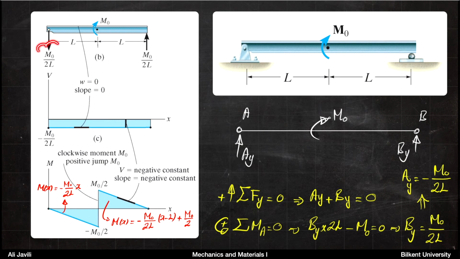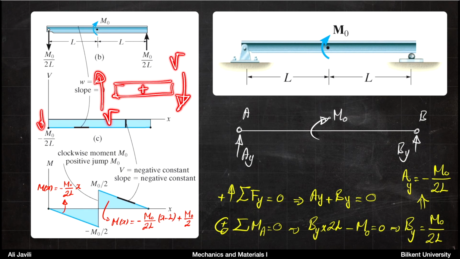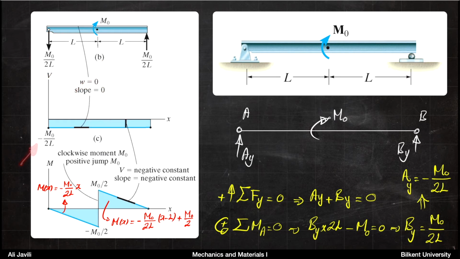So V is minus M0 divided by 2L. Again, the minus comes from the fact that we had this convention for the plus direction of shear forces, and you can see that the shear force on the left cut, or on the left end, must be upward to be positive. This one is downwards. So you would have minus M0 divided by 2L, and that would remain constant all over the beam until you reach the end, and then it comes to 0.